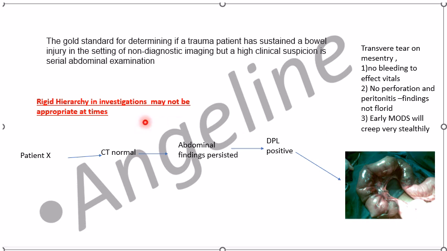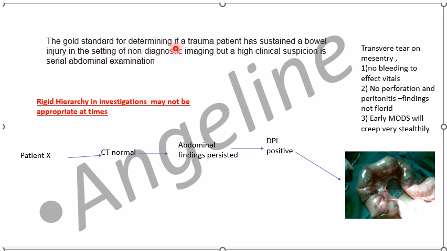So I told you, when you have rigid hierarchies, like in malignancy, you would probably do an X-ray chest or an ultrasound and then go for a CT or a PET scan. But in trauma, yes, you need to have some sort of hierarchy. But depending on certain situations, you can always come back and pick up the other investigations lower in the hierarchy if it's going to help you. I'll give you an example.